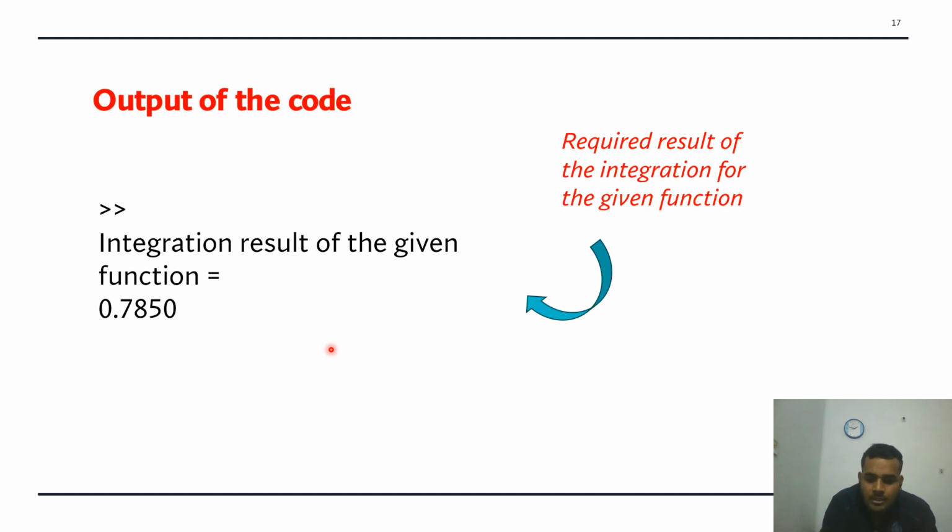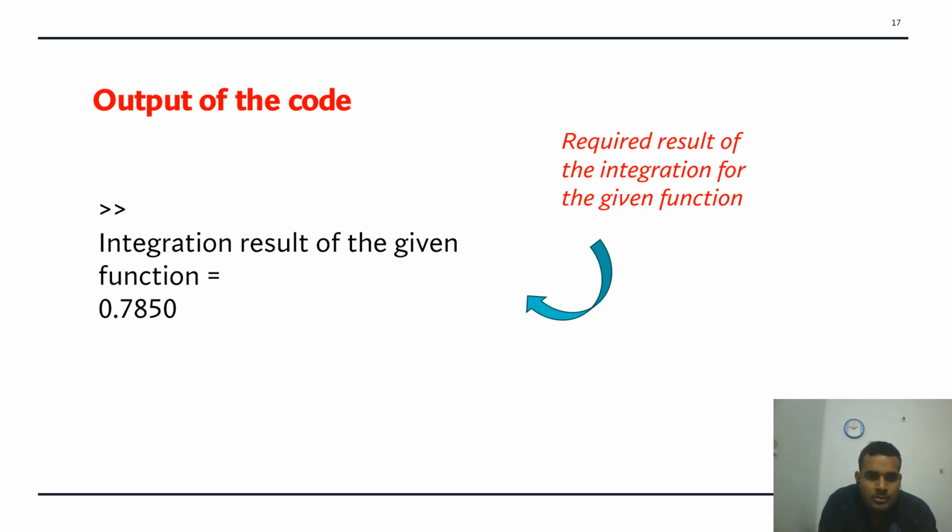Now the code we created for the trapezoidal method is a standard code, you can say. If you want to find the integration of another function, you can say f(x) = x² or f(x) = x³, then you can use this code as a standard code by changing the values of a, b and n.